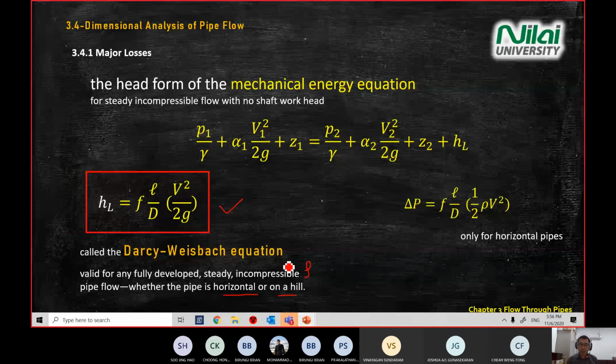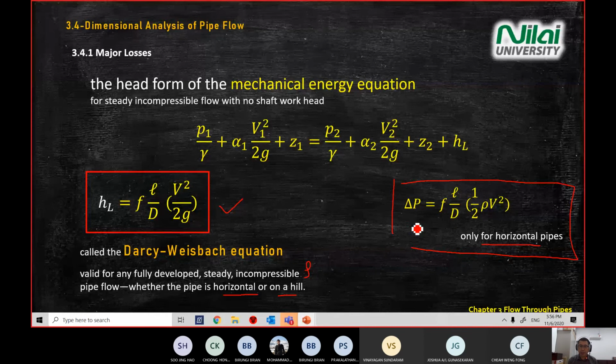Okay, just a side note here. When you have a horizontal pipe, then you can use this equation. For a horizontal pipe, your delta P will be equal to F friction times L divided by D times half rho V squared.